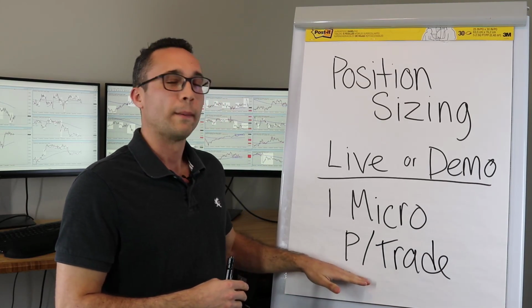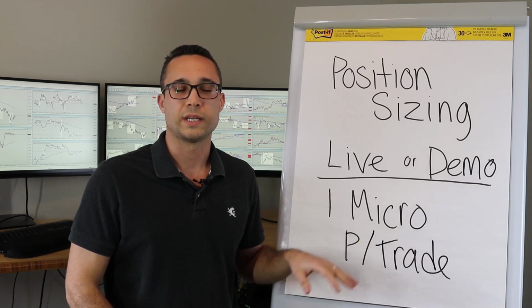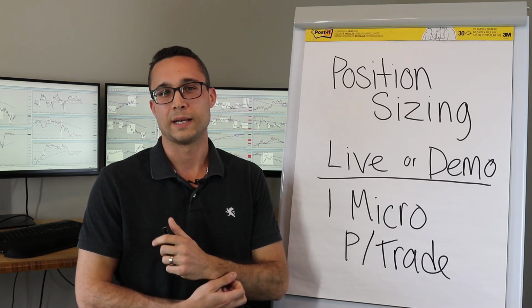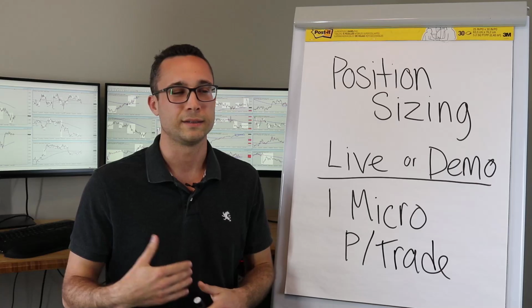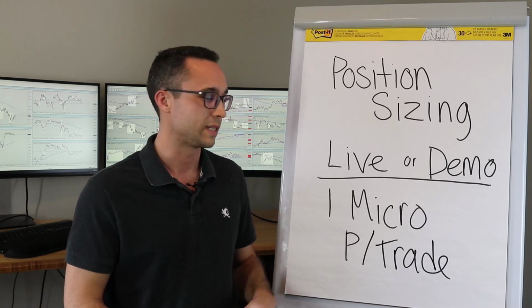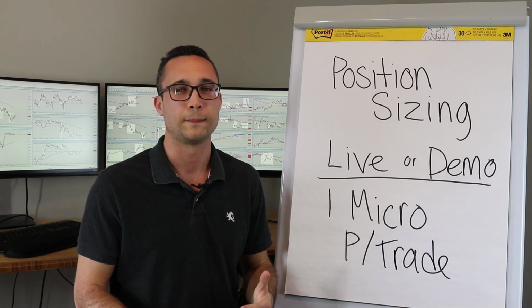But what this does, number one, is it gets you in a live format. If you can force yourself to stick with the smallest size, and some of you trade smaller sizes than micro, nano lots and different options, but most brokers are going to give you the option of a micro lot. You're going to have that option.